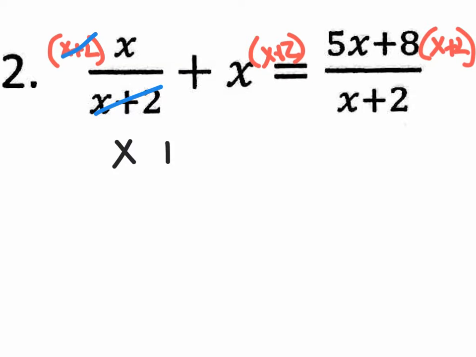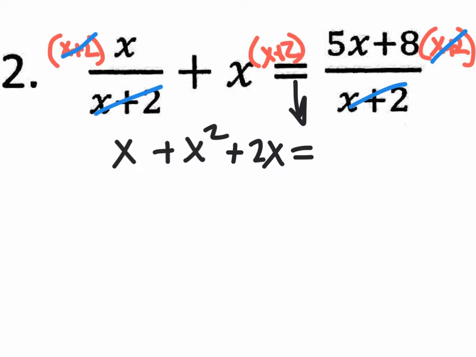We have just an x left over. Let's bring down the plus sign, and let's actually distribute. What is x times x? Well, that'll be x squared. And then let's distribute. What's x times 2? That'll be 2x. Okay, and let's bring down the equal sign. There's the equal sign. And over here on the right side, the x plus 2 cancels with the x plus 2. We don't have to distribute. Let me bring down the 5x plus 8.